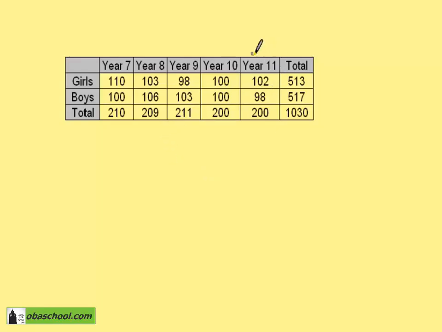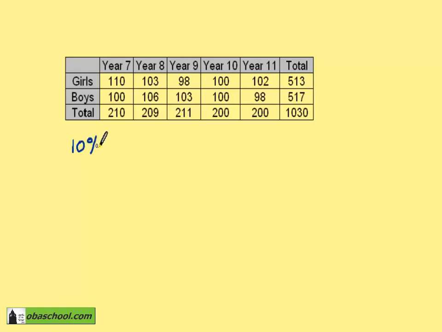Here we have a two-way table, including information about girls and boys and the various year groups at a school. The years are in the columns, telling us how many boys and how many girls in each year group, and in the rows are the number of girls and boys. We have a total of 1,030 pupils in the school.